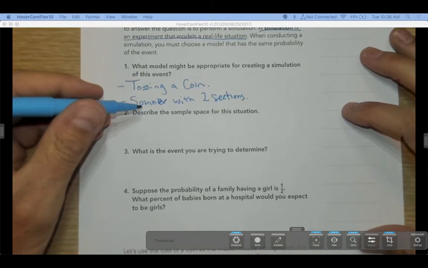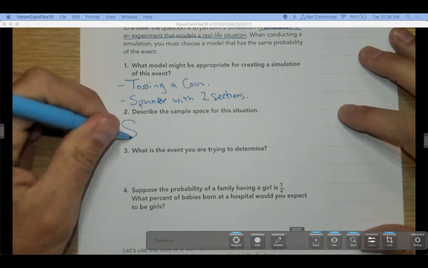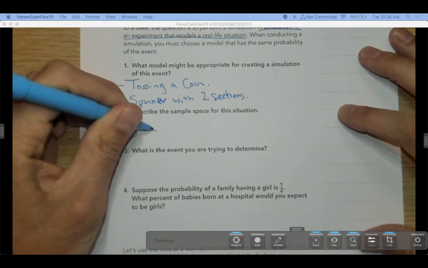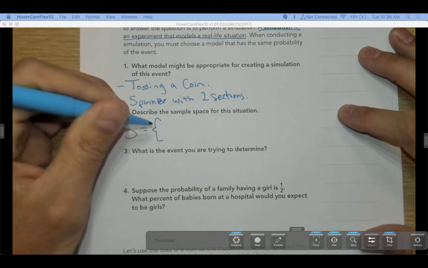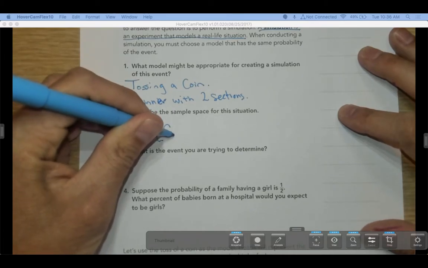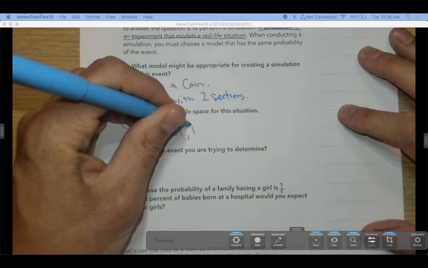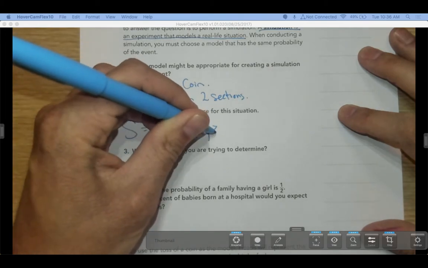Describe the sample space for this situation. Well, the sample space would be, you would either get a girl as your choice or you would get a boy as your choice.